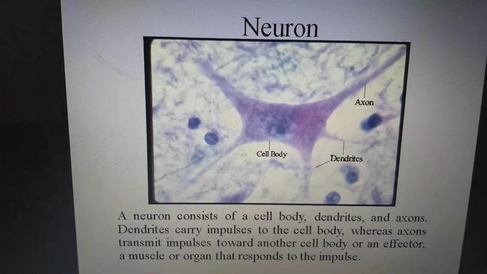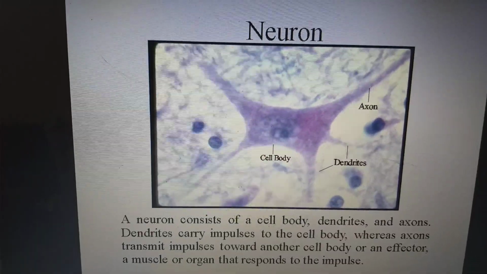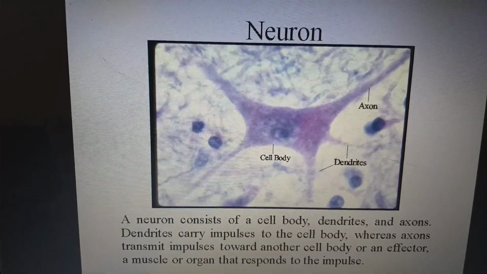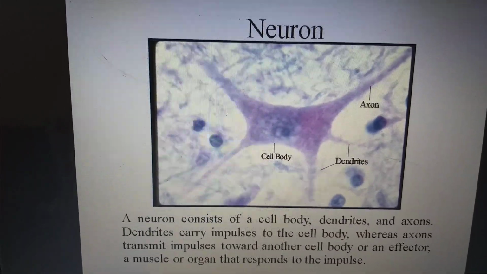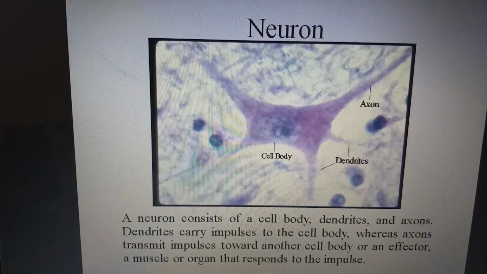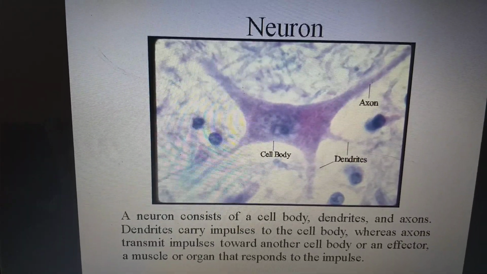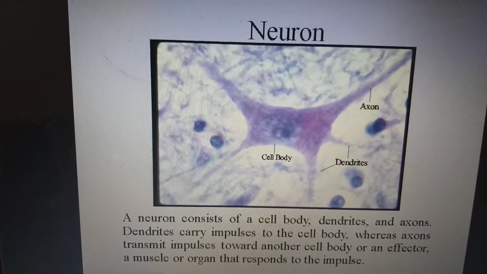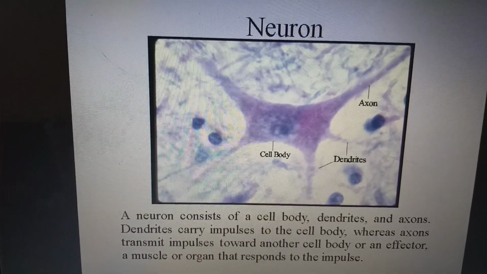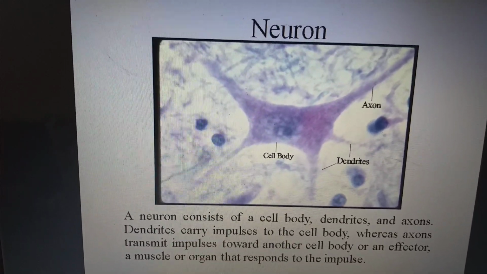So this is the picture of the neuron. A neuron consists of a cell body, dendrites and an axon. Dendrites will carry the impulses to the cell body, whereas the axon will transmit the impulses towards another cell body or an effector, a muscle or an organ that responds to the impulses.